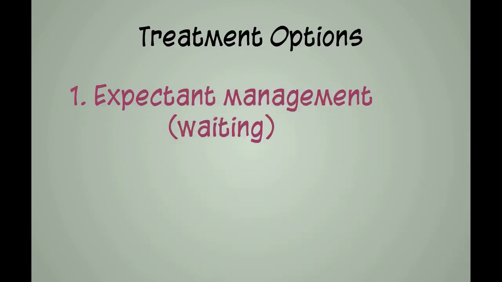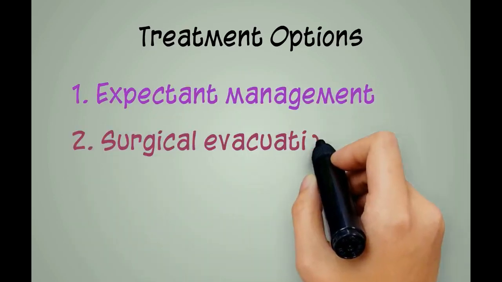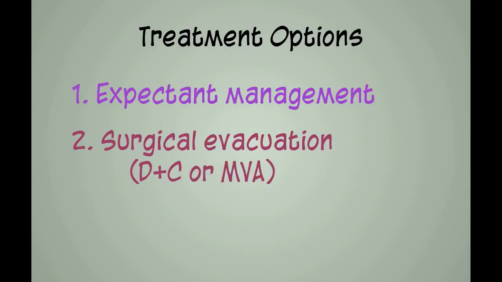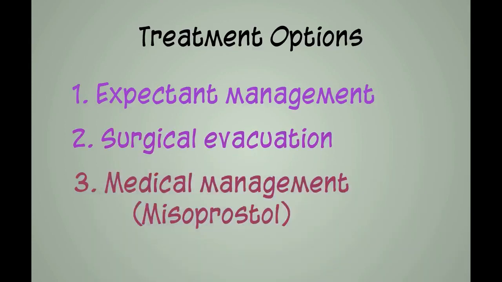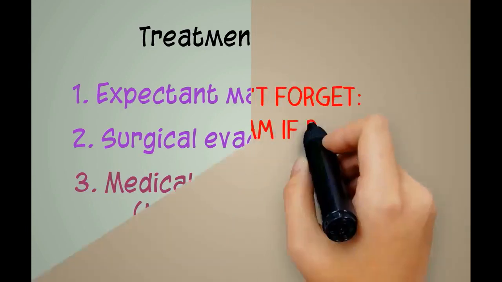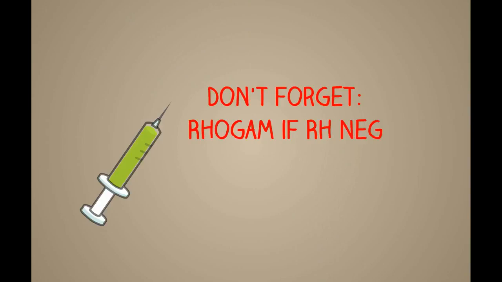Expectant management is fine, and some women may want to see if their body will spontaneously miscarry. Surgical evacuation of the pregnancy can be performed with either a dilation and curettage in the operating room or a manual vacuum aspiration in a clinic setting. The third treatment option is medical management, which can be performed in the first trimester with vaginal misoprostol. Remember that if a patient is Rh negative, she will need a RhoGAM injection to protect against isoimmunization in future pregnancies. Let's conclude by discussing possible complications from spontaneous abortion.